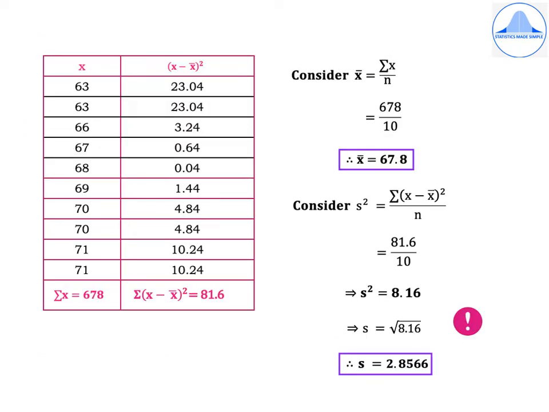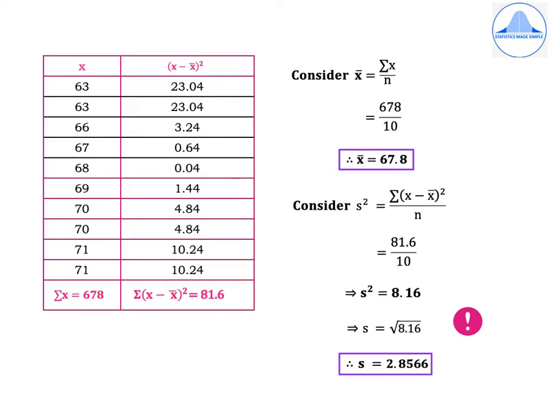Let us now form a table with the first column as x with the values given in the problem. X values are 63, which is repeated twice, 66, 67, 68, 69, 70 is repeated twice, and 71 is repeated twice. Let us now find summation x, which is equal to 678.